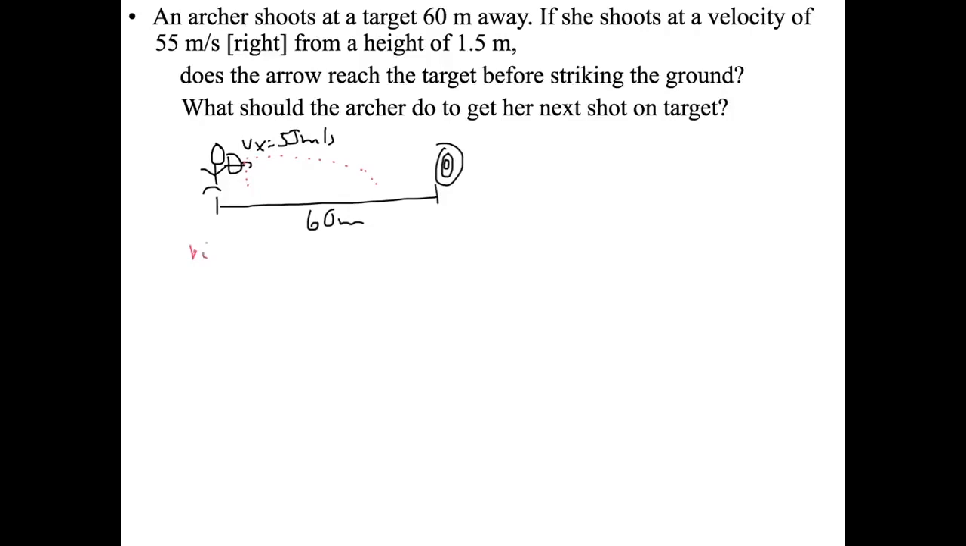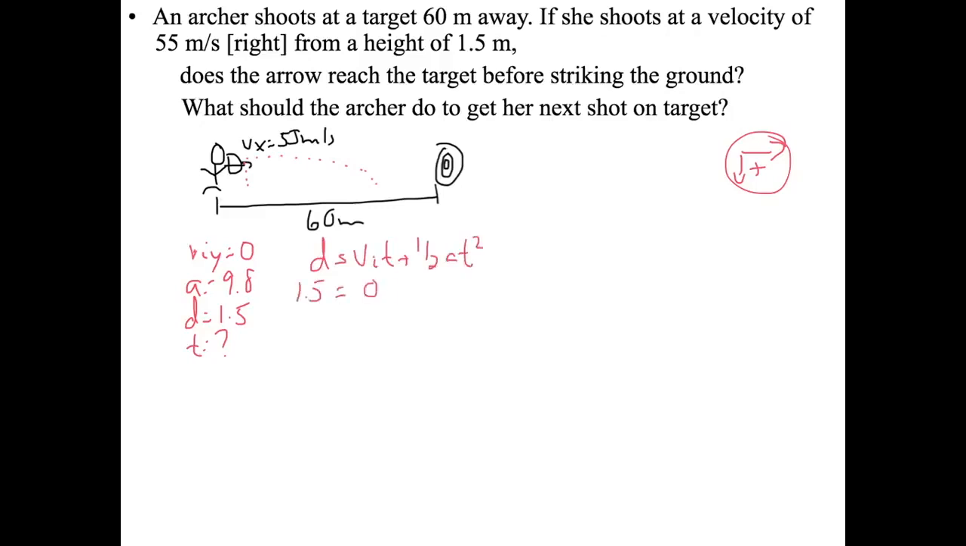Vi,y equals 0. We're going to set right and down as positive. So we know a is 9.8. Distance, that's the height that it shot from, is 1.5 meters, and time is our question. So we're going to use our equation d equals vi t plus 1/2 a t squared. Plug our numbers in, 1.5, that's 0, 1/2, 9.8, t squared. You do the math, you find that t squared equals 0.306, and therefore time equals 0.55 seconds. That is the time it takes for the arrow to hit the ground. Okay. So we'll call that part 1.